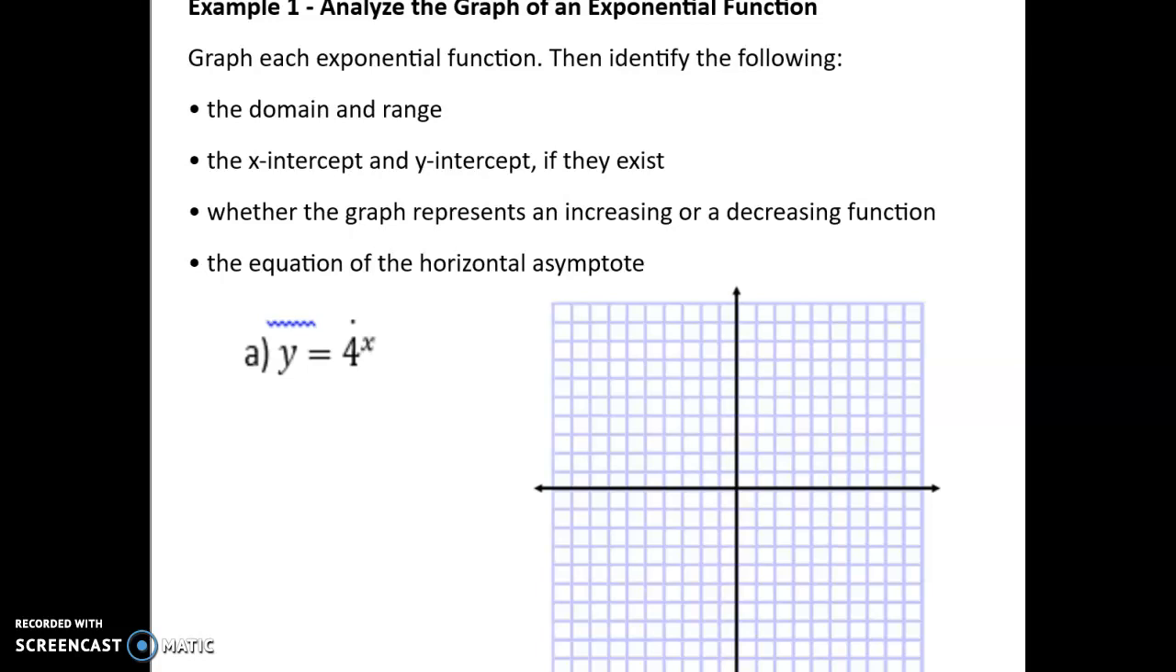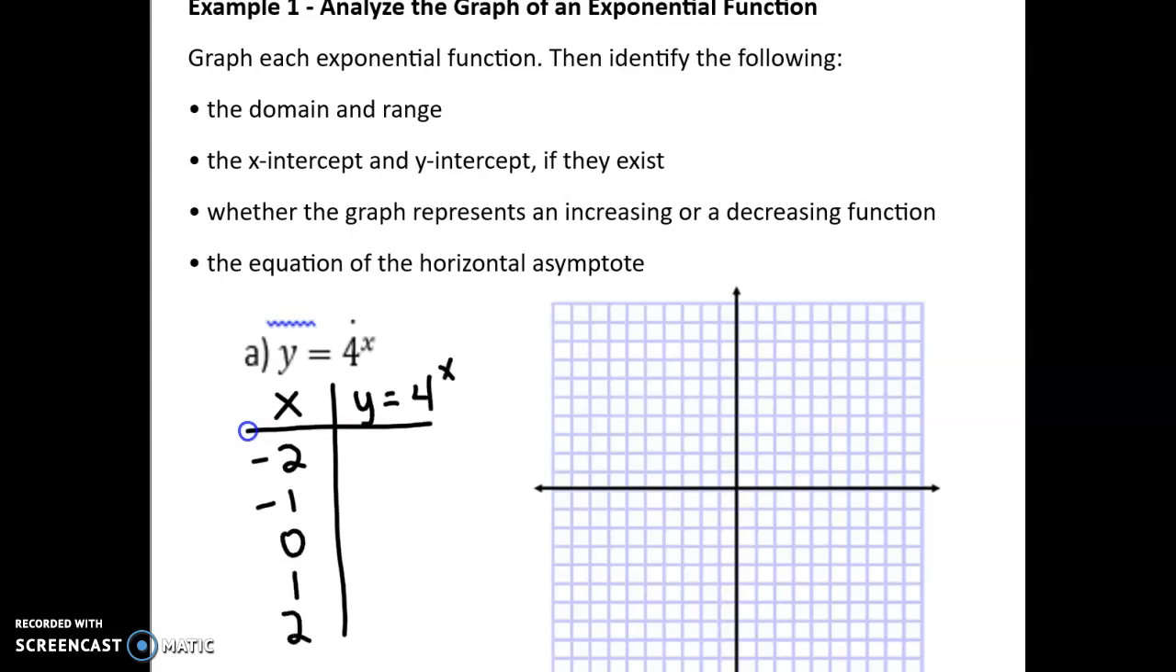Alright, so let's start by graphing this. We're going to graph this using a table of values. So using a table of values, remember we plug in different values for x. I always like to plug in negative 2, negative 1, 0, 1, and 2. And then once we plug those in, we'll get our y values.